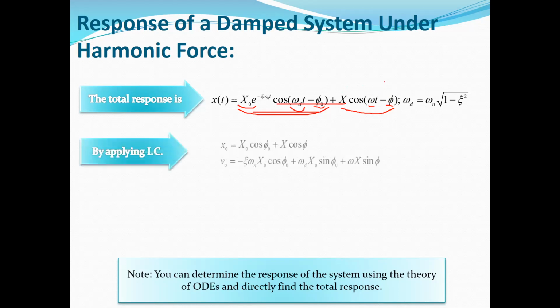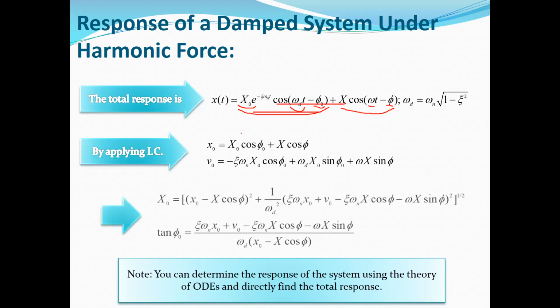So if you substitute and simplify and extract the results for these coefficients, according to the initial condition and the form of the equation of motion, you can extract x naught and phi naught, which are the constant coefficients for the homogeneous response. So this is the general formula to obtain the total response. Consider this is a total response. I mean, it includes the homogeneous response and particular response.